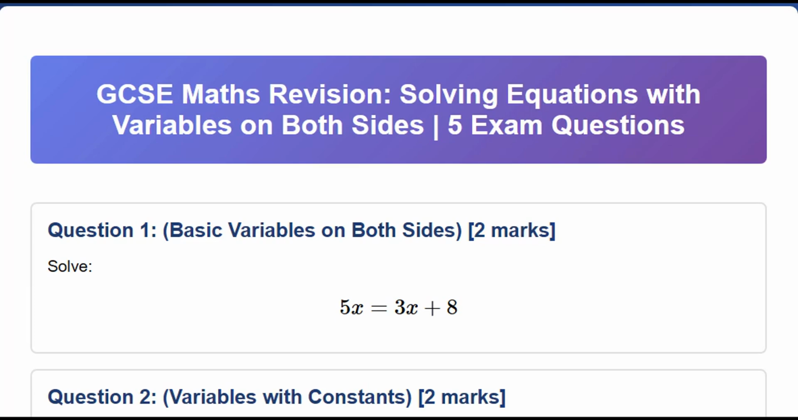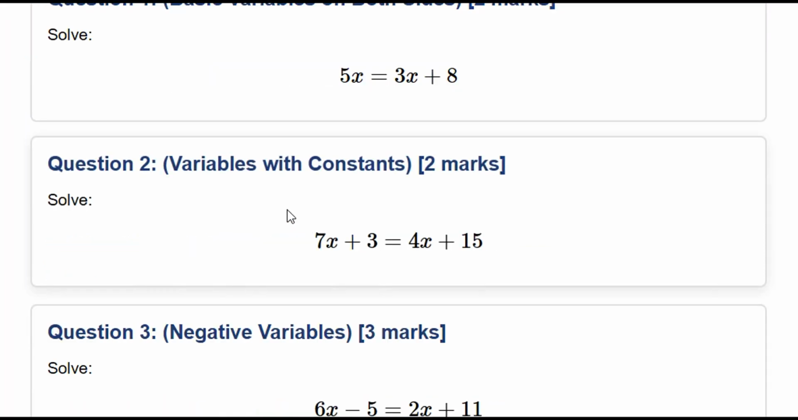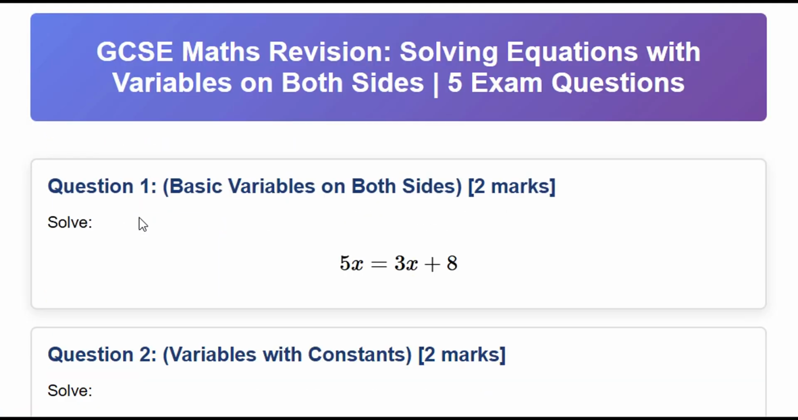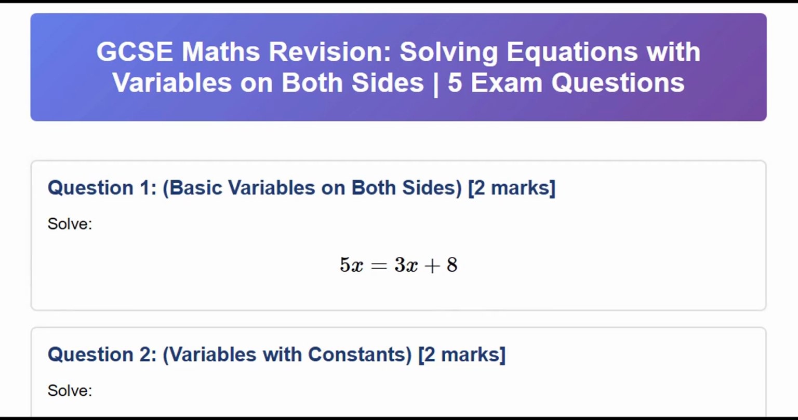In this GCSE Maths revision lesson, we will learn how to solve linear equations which have variables on both sides. We are going to start with the simplest, moving on to solve questions which are more complex. So let's start with question 1, where we have just a basic variable on both sides. We are told to solve 5x = 3x + 8.